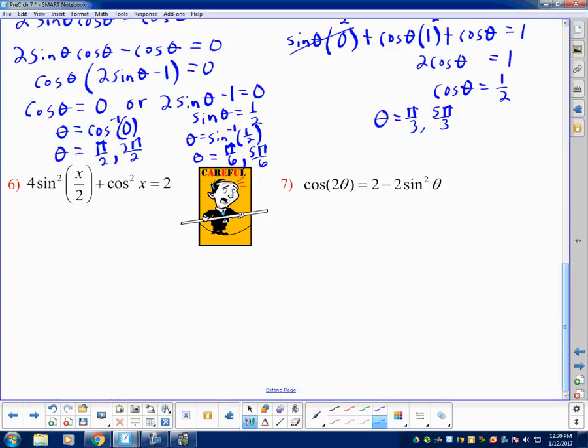Why not? All right. This guy is balancing on the high wire. Careful. These are the ones that have the extraneous solutions in it. You got to be a little careful here. So we have 4 sine squared of x over 2 plus cosine squared of x equals 2. Somehow we need to get this all in terms of one variable. Which formula do you think we might use to accomplish that?